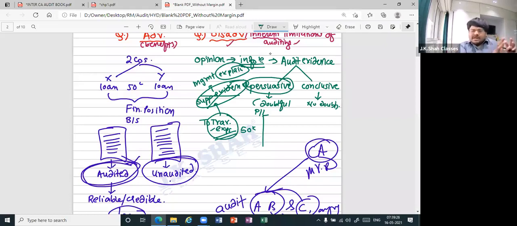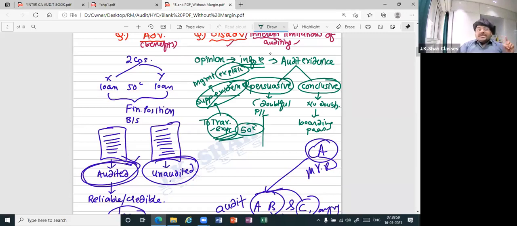Same example, but a different thing. Same 50,000 traveling. I asked them, give me some evidence. They gave me boarding pass of the flights. Sir, see, we had traveled for business purpose there. We have boarding pass, sir. Use common sense. Can you doubt that now? No. It means I have conclusive evidence that it is correct. Is this much okay? So the difference between persuasive and conclusive is that persuasive is doubtful, conclusive is not doubtful.